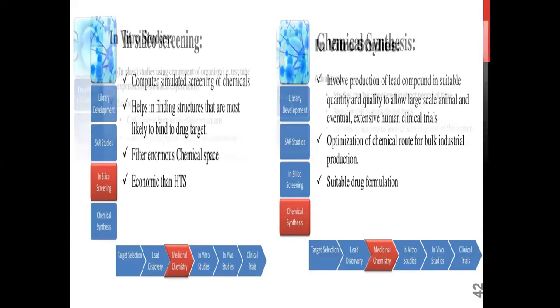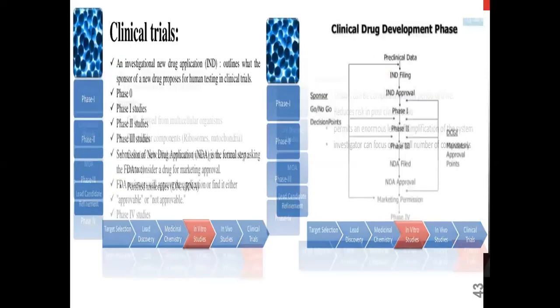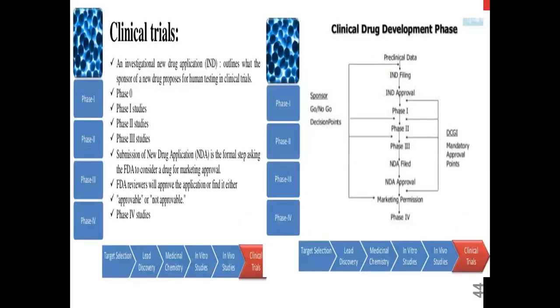Further, with the approach of synthesis, we can synthesize them. Later, when they are synthesized, they are characterized, and then in vitro and in vivo studies are performed for them, which leads to phase 0, 1, 2, and 3 in the clinical trials, and then the new drug application is submitted as the formal step to the FDA to consider a drug for marketing approval. The FDA reviews and approves the applications, and after approval, phase 4 studies, that is post-marketing surveillance, are done, and the drug enters the market.